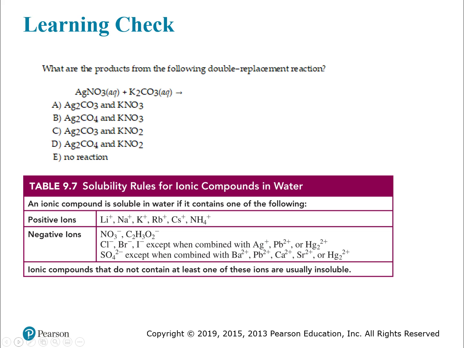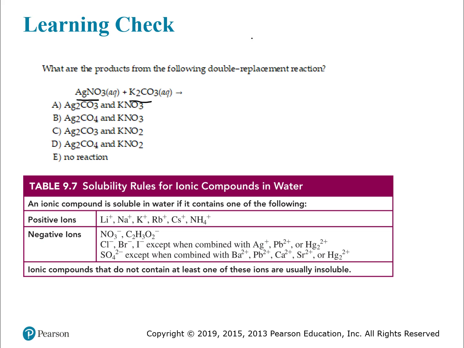Here's another one. We didn't talk specifically about double replacement reactions. That's in the YouTube video. But I wanted to do this one with you so that you get a little bit of a taste of it. So in a double replacement reaction, you're swapping ions. So you have silver nitrate and potassium carbonate. You're mixing these two.